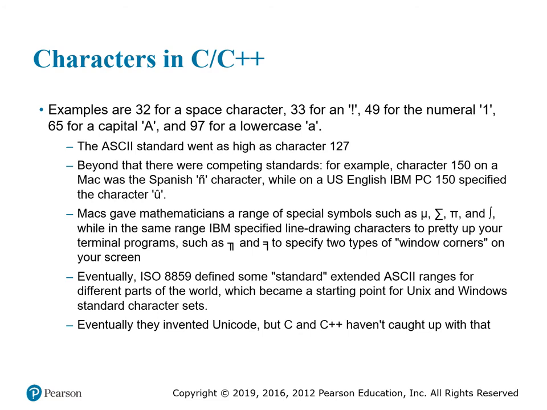When I talk about these numbers being part of a character set, a character is essentially a 1-byte unsigned integer. It's always positive, so the values could run from 0 to 255. Among the choices made in the ASCII standard, that everything else is based on at this point, is 32 for a space character, 33 for an exclamation point, and 48 starts off the numerals at 0. 65 gets us a capital A, and 97 gets us a lowercase a.